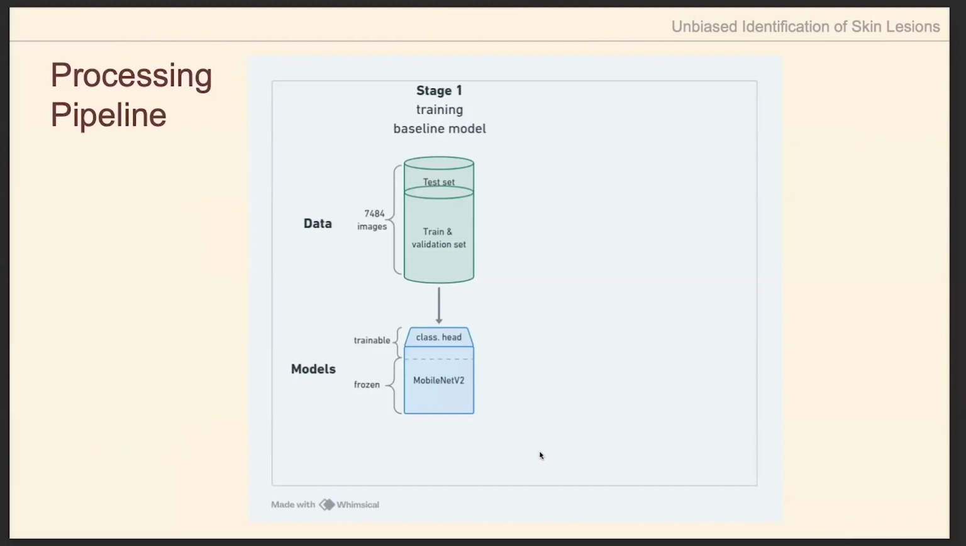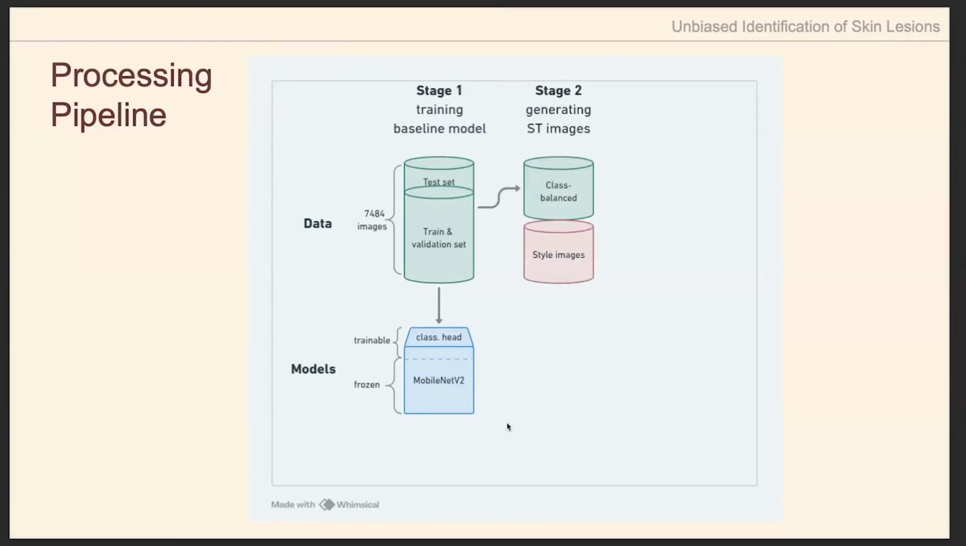Let me just walk you slowly through the processing pipeline, which was made out of 3 stages. In the first stage, I first chose a training and validation set that I then used to fine-tune a model. This is the MobileNetV2 model, where most of the parts are frozen, small parts are unfrozen, and then they have a classification head. So there was a trainable and a non-trainable part. And this I then fine-tuned.